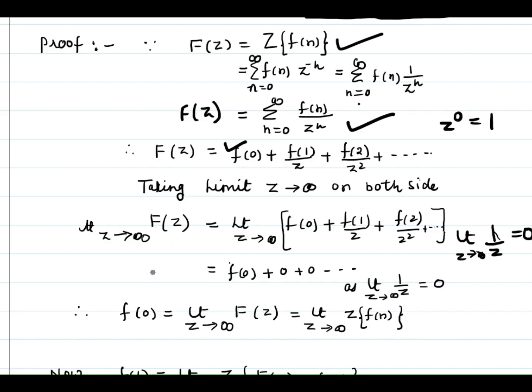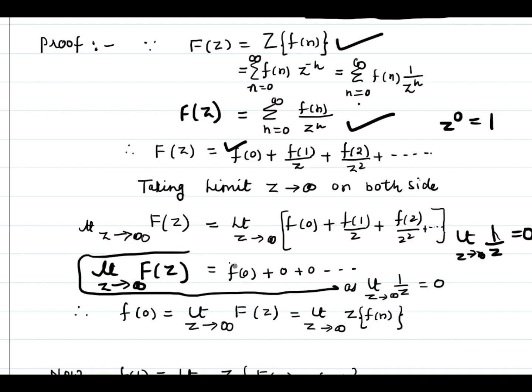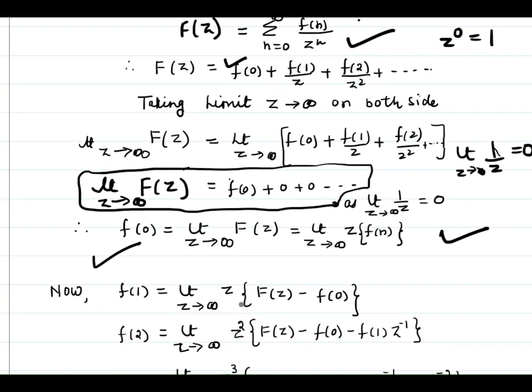So what do we have now as the result? We have limit z tends to infinity f of z equals to f of 0. This is nothing but the initial value theorem. Means f of 0 equals to limit z tends to infinity f of z. So hence we have proved this initial value theorem.